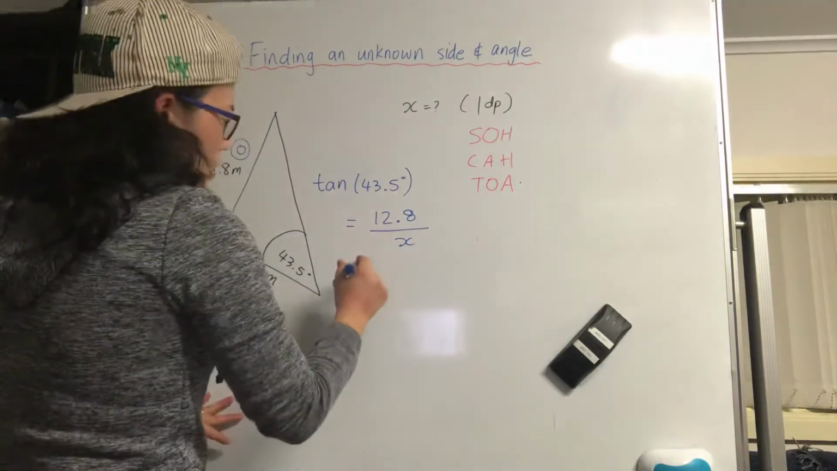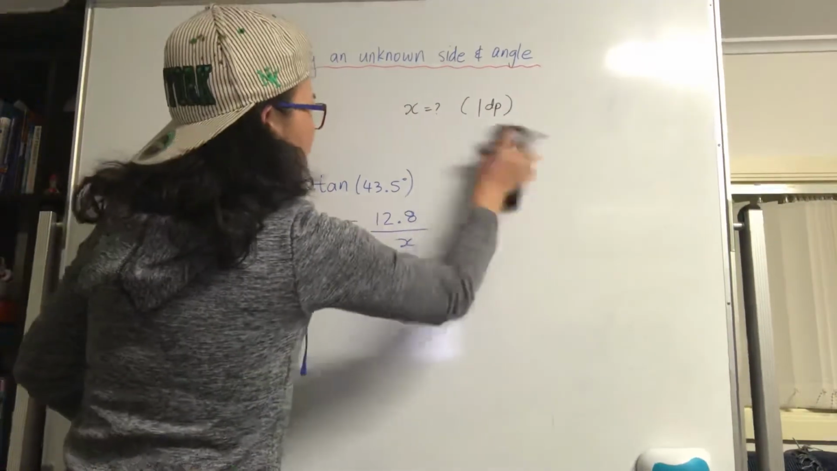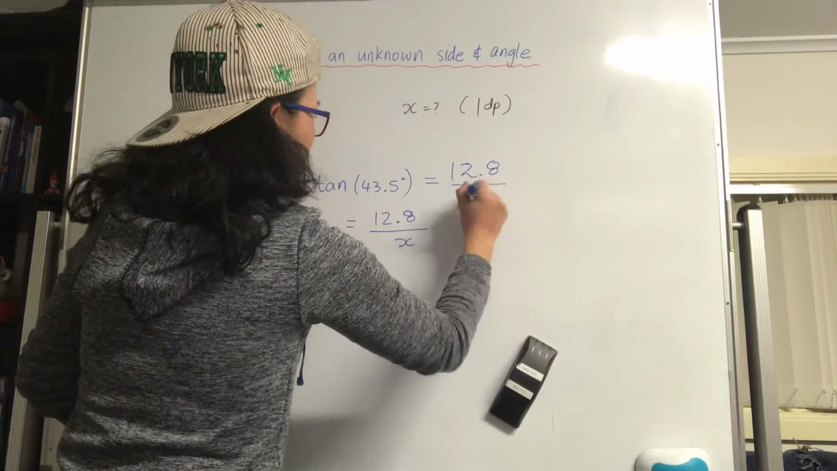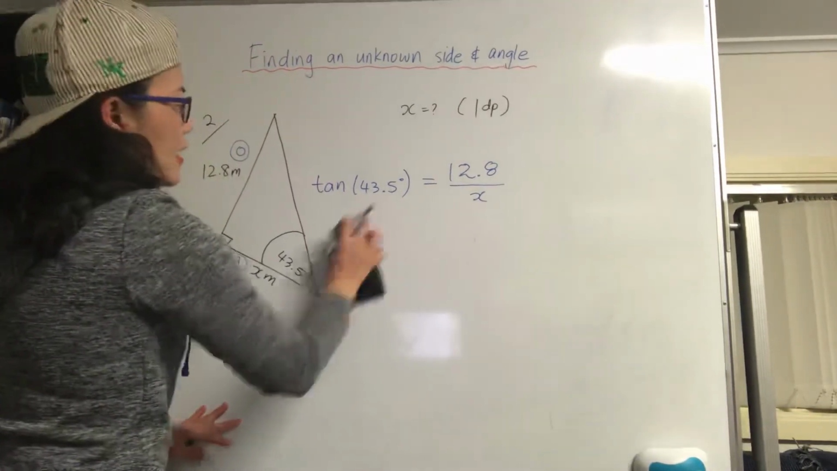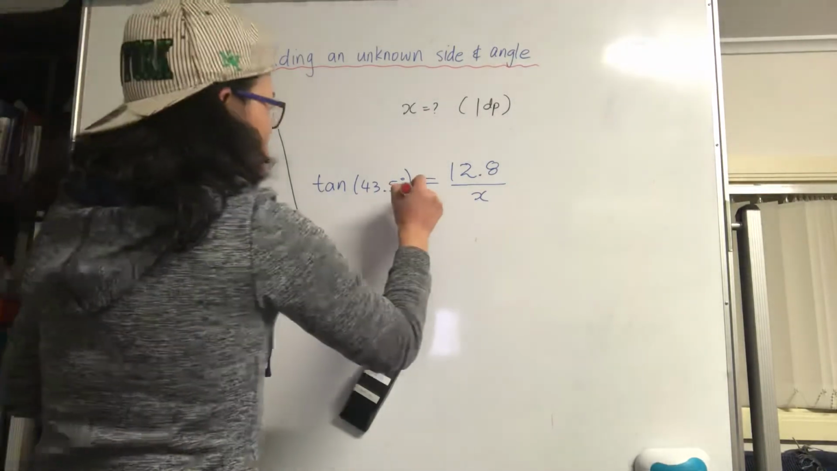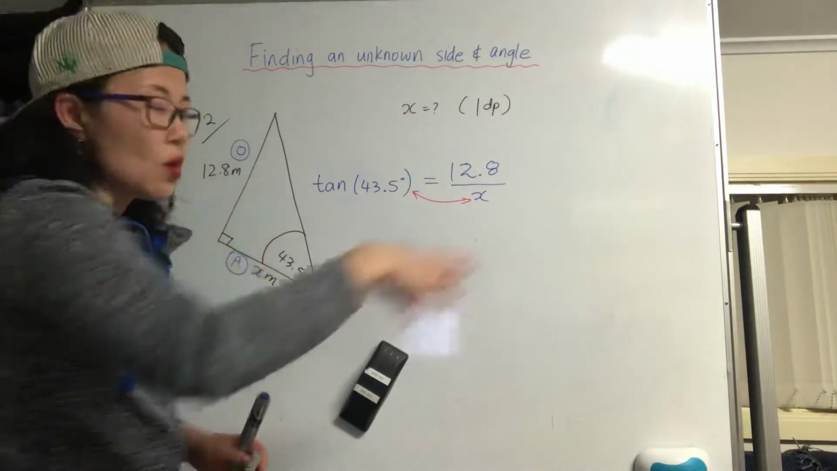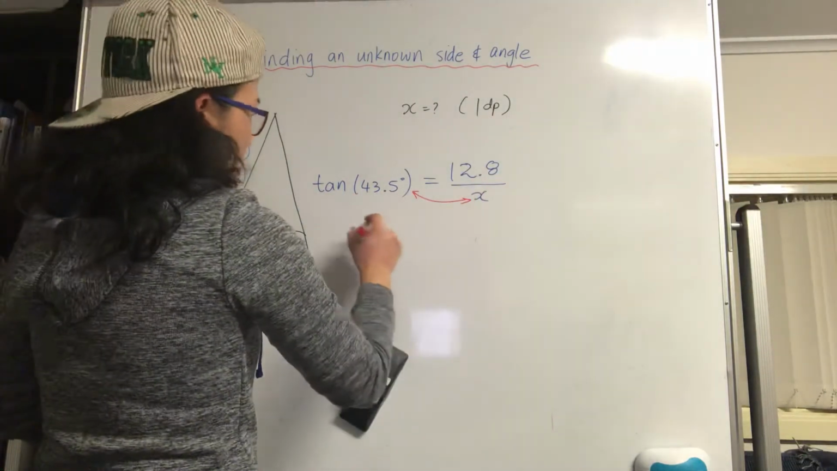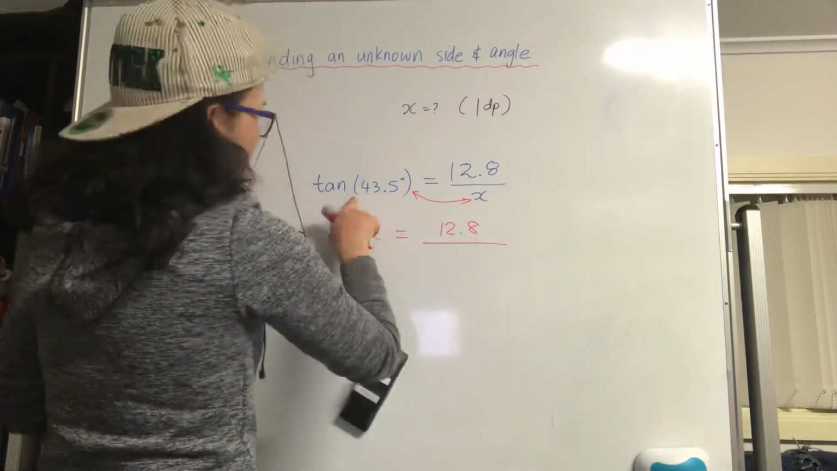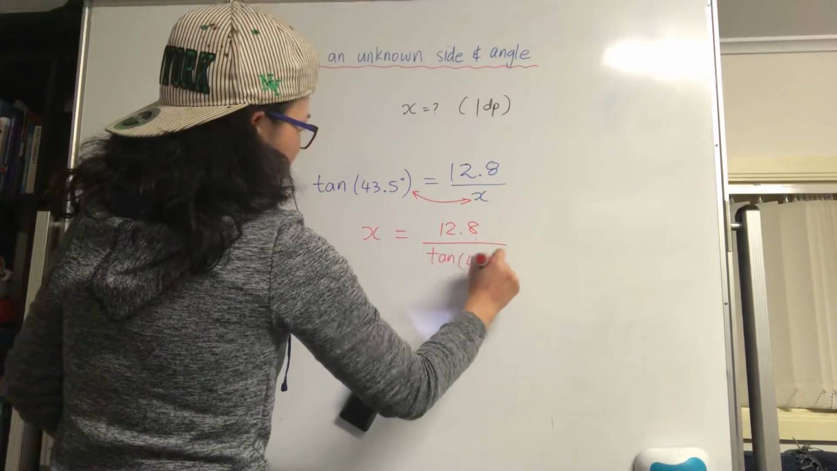So how am I going to do this? I'm going to actually rewrite this because I didn't really write it nicely. Maybe I can write it here so it looks better. Yeah, that looks better. Now, how am I going to change this? What you have to do is swap this. Okay? When the x is on the bottom, you swap them. So now I've got x on this side equals 12.8, and the tan 43.5 degrees goes on the bottom.